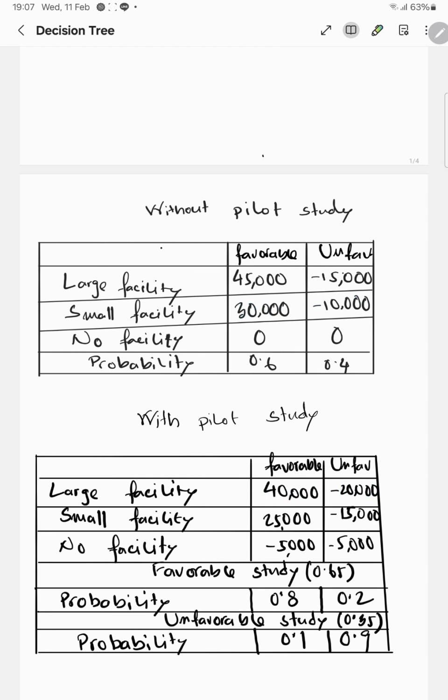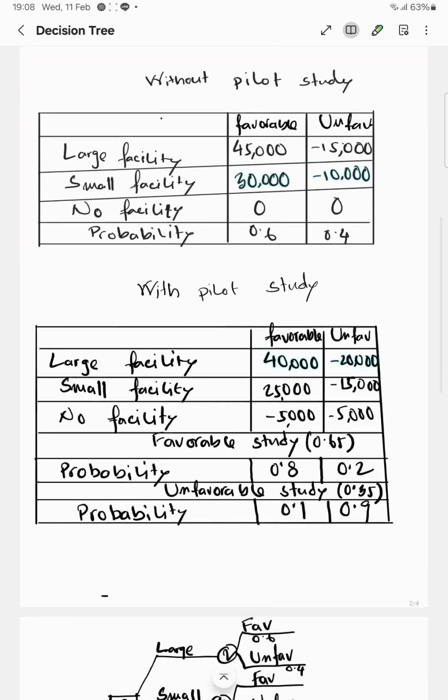Now we come to the one with pilot study, and you see the numbers here are all the numbers in the first table minus 5,000, because the 5,000 is the cost of our pilot study. So 45,000 minus 5,000 is 40,000, minus 15,000 minus 5,000 is minus 20,000, 30 minus 5 is 25, minus 10 minus 5 is minus 15, and 0 minus 5 is minus 5,000. We get these numbers in that way.